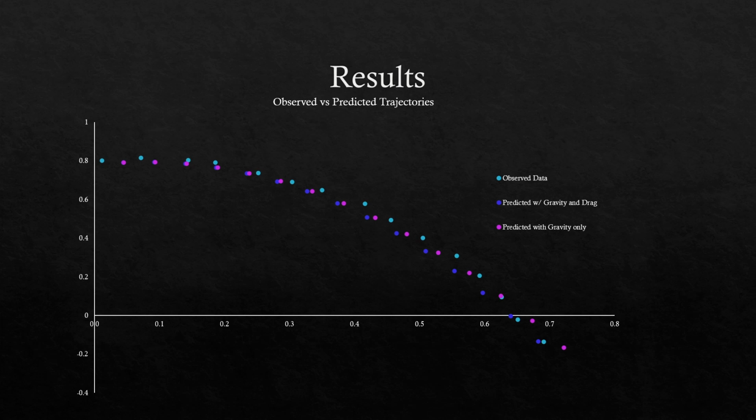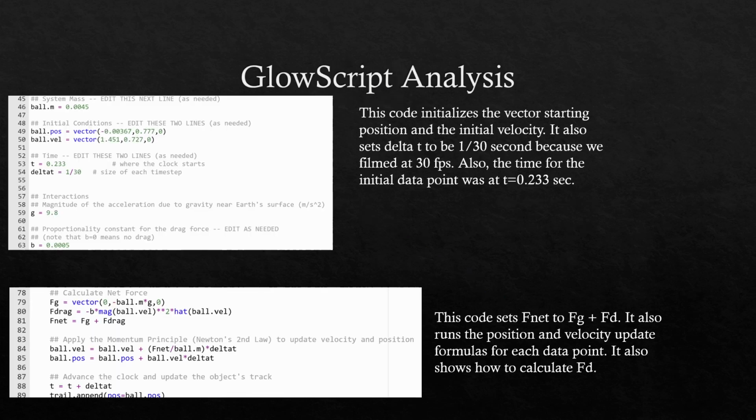These are our results and the trajectory for each. And this is my GlowScript analysis. This code initializes the vector starting position and the initial velocity. It sets delta t to be 1/30th of a second because we were filming at 30 frames per second.